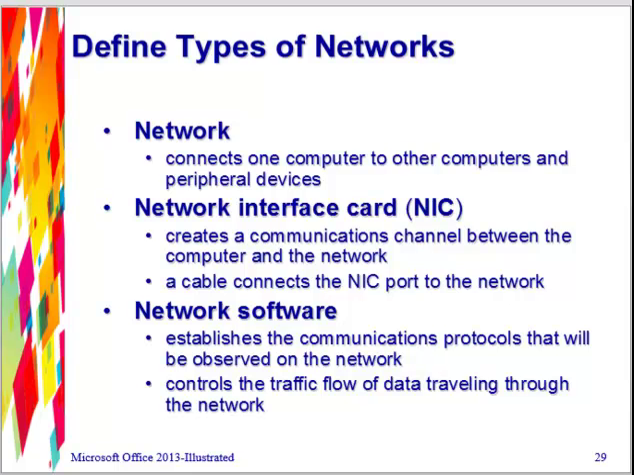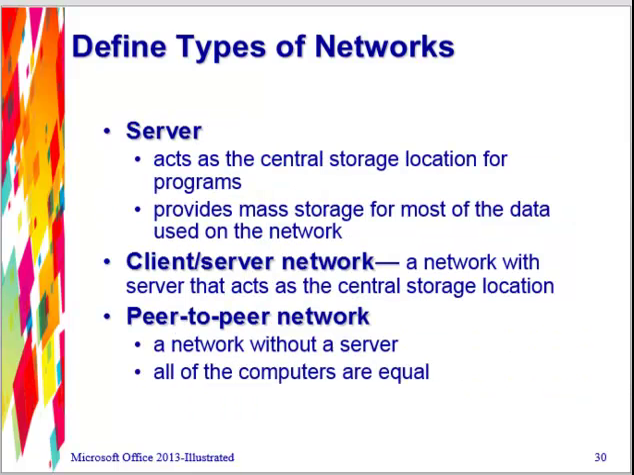And network software is what is installed on the main traffic control computer that actually handles the network traffic between computers and between internal and external locations. So there are different types of networks that you can have. Again, these are definitely terms that you might want to know, but a server acts as a central storage location. As I just said, it's the main network hub.